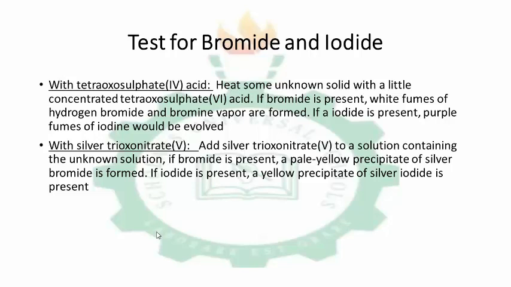Now when we use silver trioxonitrate(V), add silver trioxonitrate(V) to a solution containing the unknown. If bromide ion is present in the solution, a pale yellow precipitate of silver bromide will be formed. But if iodide ion is present in the solution, a yellow precipitate of silver iodide will be formed.